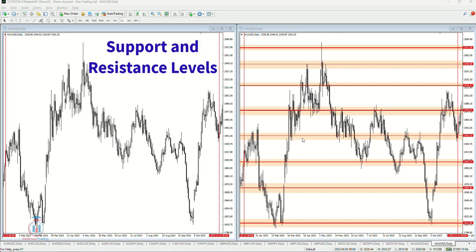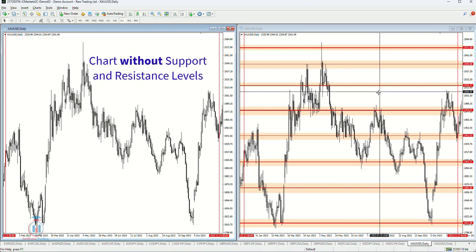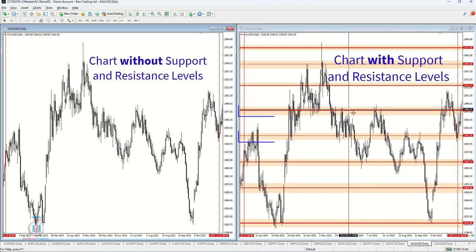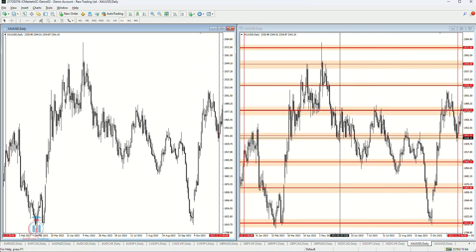In this lesson, you will see how to draw support and resistance levels on the chart, like you can currently see here. On the left side is the chart without the support and resistance, and on the right side it is with the support and resistance lines, which are horizontal lines that show you where the price could bounce from that area in another direction, or go through this horizontal resistance, for example, in this case.